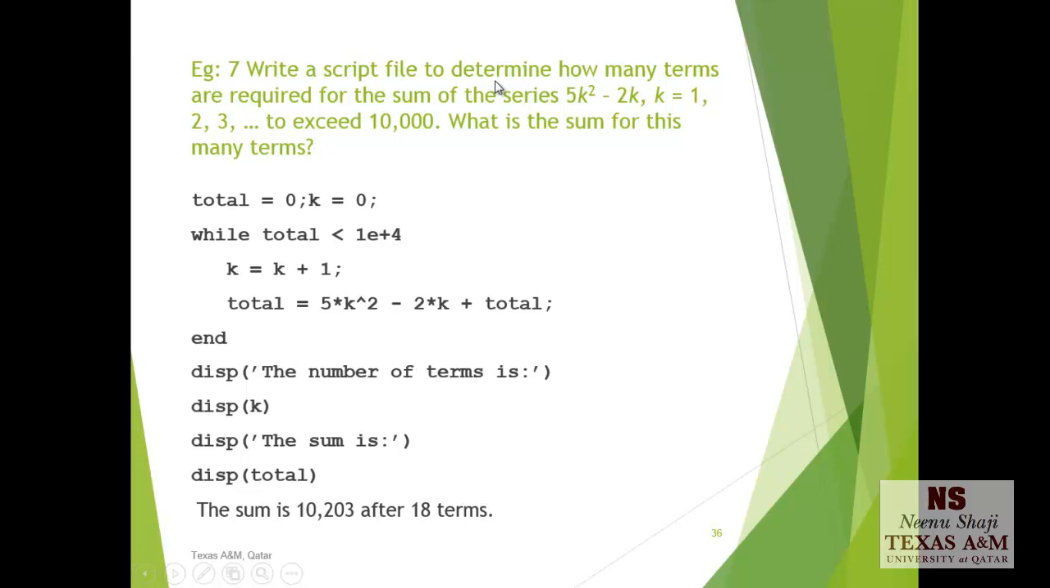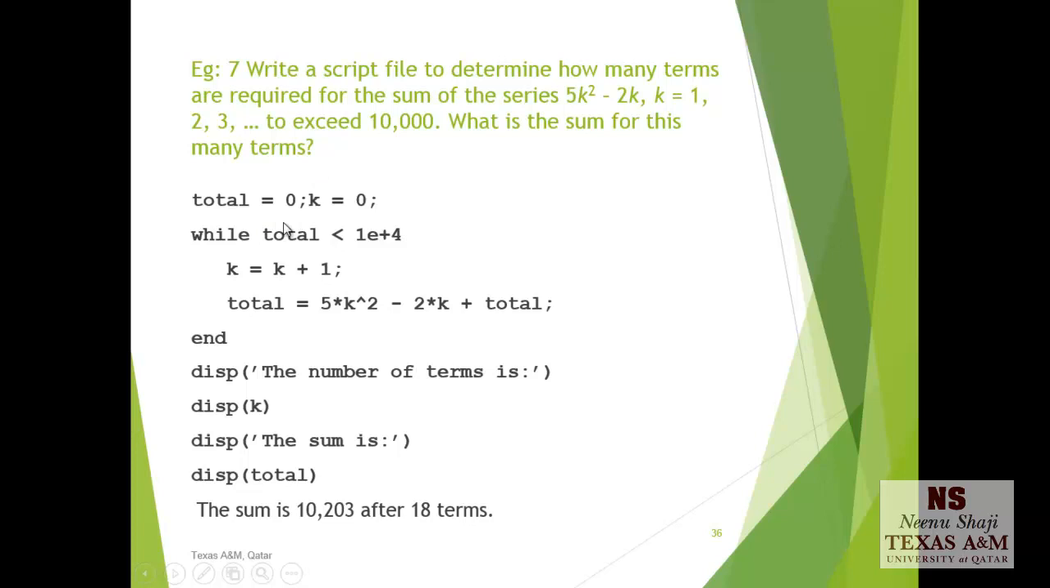Next, write a script file to determine how many terms are required for the sum of the series 5k square minus 2k, where k is starting at 1, to exceed 10,000. What is the sum for this many terms?